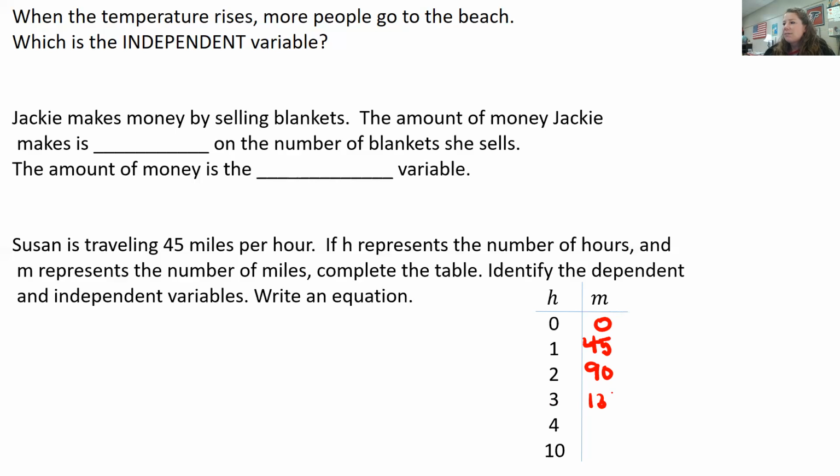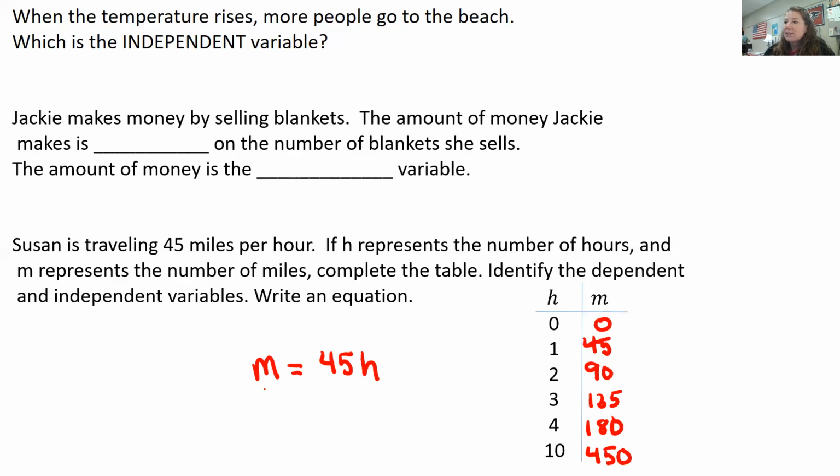135, I think. What if she travels 4 hours? What is that, 180? And what if Susan traveled most of the daylight, 10 hours? She would go 450 miles, right? Okay, so what is our equation? What does M equal? The number of miles she traveled equals 45 times the number of hours she traveled.